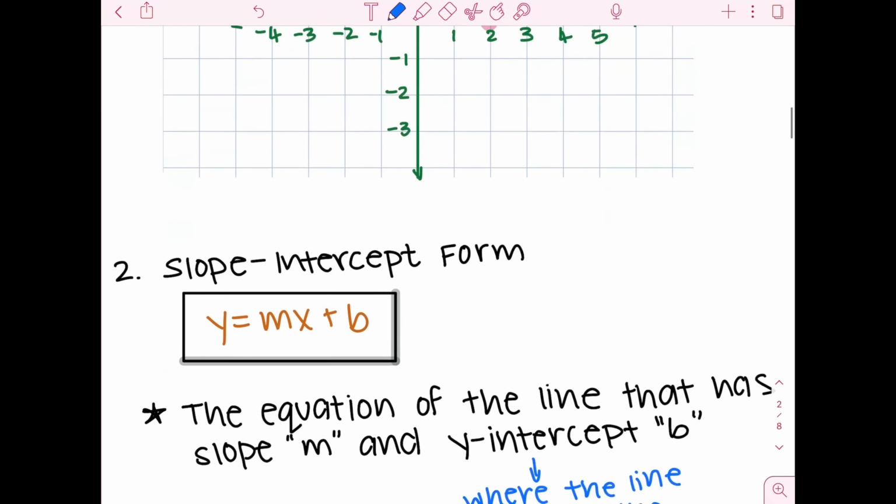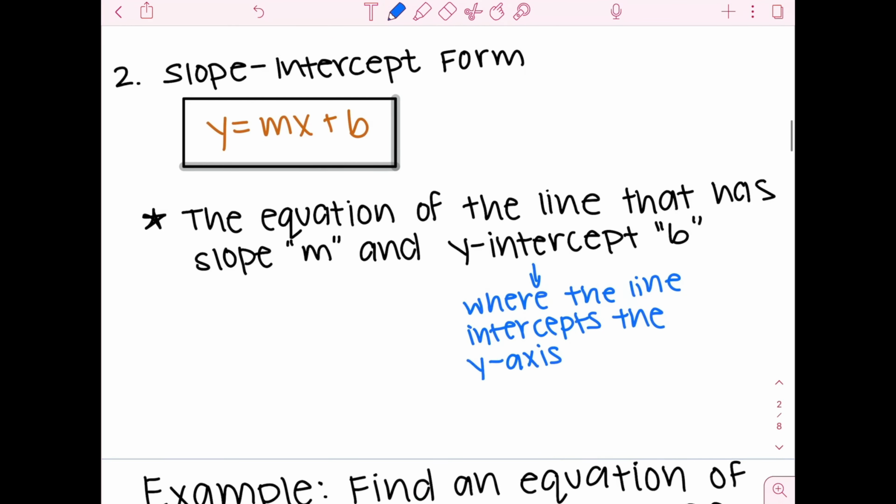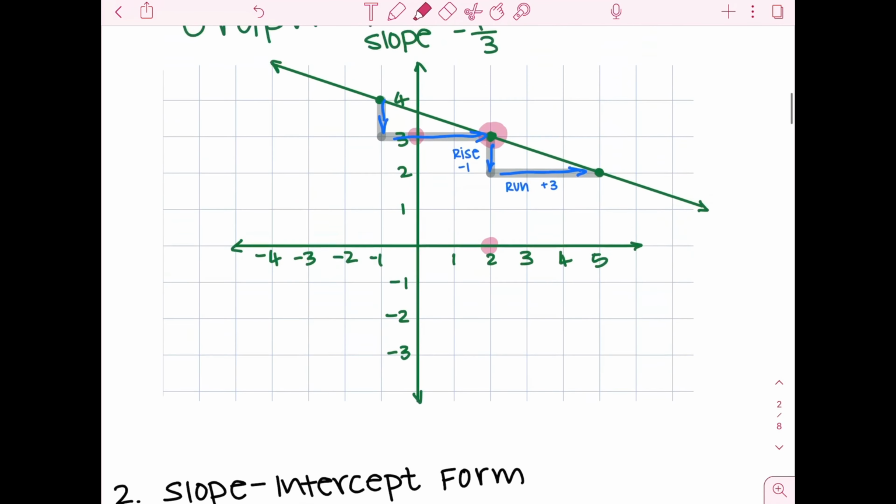Okay, moving on, we have our second form, slope-intercept form. This form is y is equal to mx plus b. So this form is the equation of the line that has slope m and y-intercept b. Just for reference, y-intercept is where the line intercepts the y-axis. So if we look up to this graph, the y-intercept is going to be somewhere between 3 and 4, because that's where the graph is intercepting the y-axis.